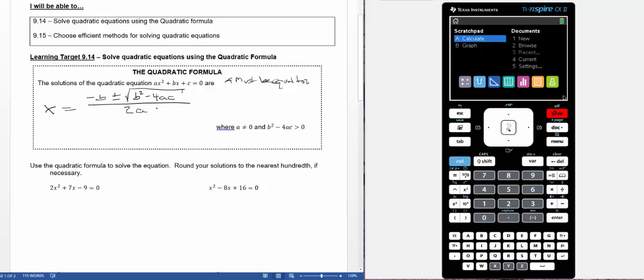And again, these letters are the coefficients that come from the original equation, and I've highlighted them here in various colors.